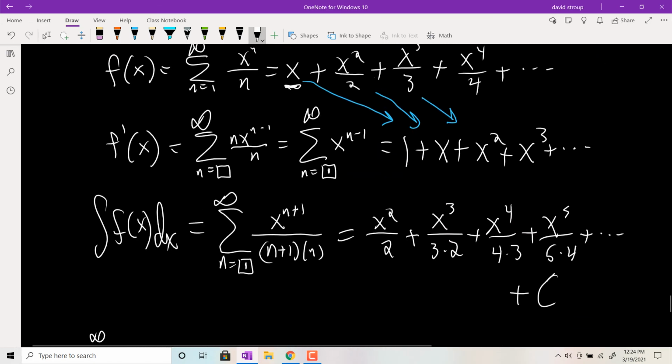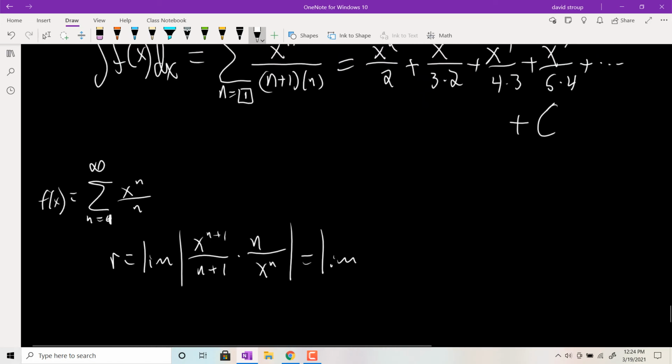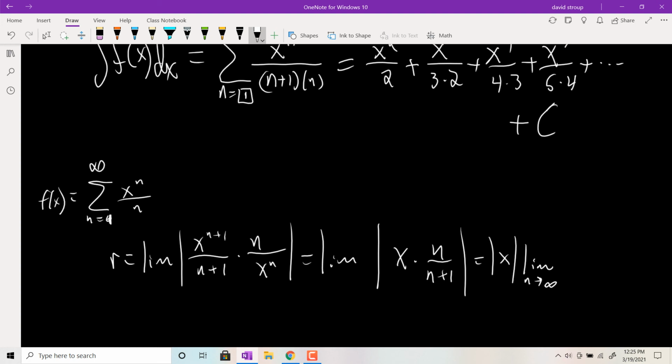Anyways, this guy then would be the absolute value of x to the n plus 1 minus n, which is x to the 1. So we have x times n over n plus 1. You can factor out the x, and you have to bring the absolute value along for the ride. And then you're just looking at the limit of n over n plus 1, which of course is just 1. So it will equal the absolute value of x.